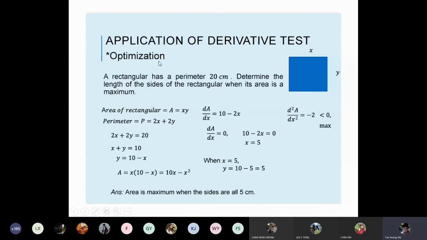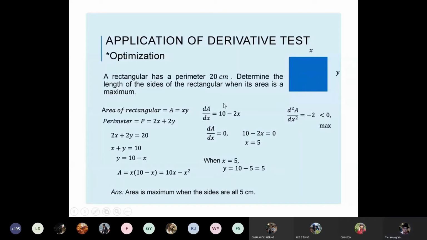This is about optimization. A rectangle has a perimeter of 20 cm. Imagine that this rectangle has a perimeter of 20 cm. Now determine the length of the sides when its area is a maximum. So we want to find the maximum area.